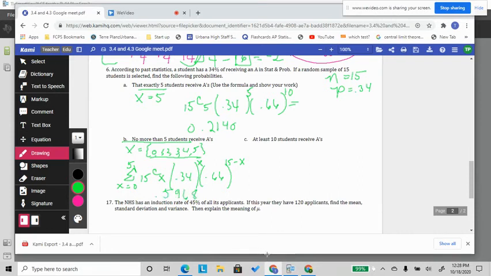Okay, now next one, at least 10. So two ways you can do it. Go to Binom PDF, put that in your brackets. So you would just do Binom PDF, N is 15, and then P is 0.34, and then this in your brackets.